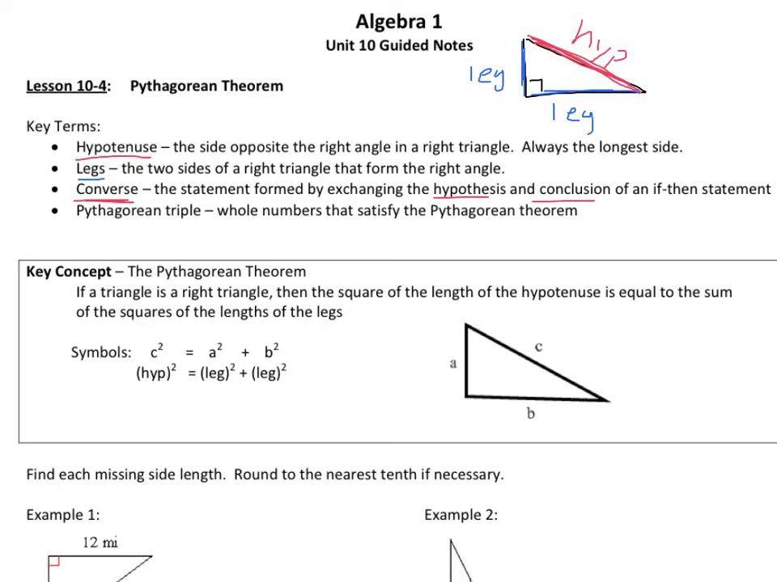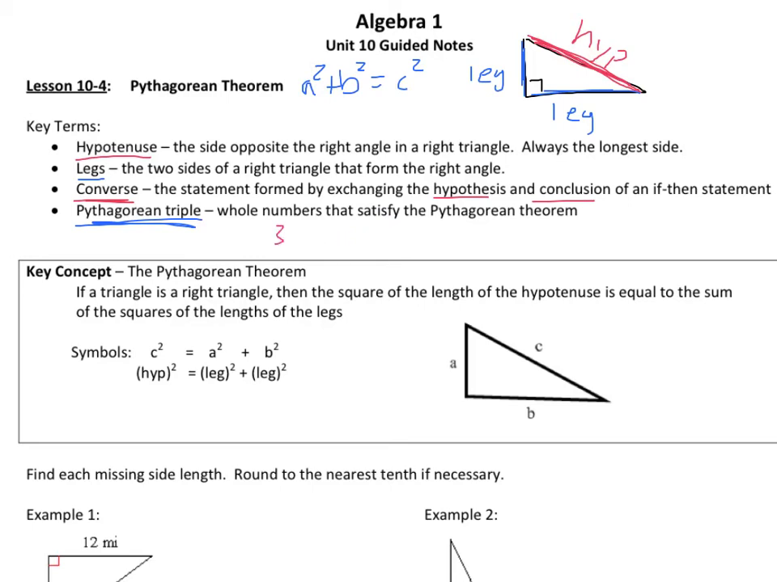A Pythagorean triple is whole numbers that satisfy the Pythagorean theorem. And what that means is that I can write the Pythagorean theorem, and by the way we'll discuss this below, but the Pythagorean theorem would say a squared plus b squared equals c squared, or you can go the other direction. But a Pythagorean triple are numbers that you can plug in and get an answer with no decimals.